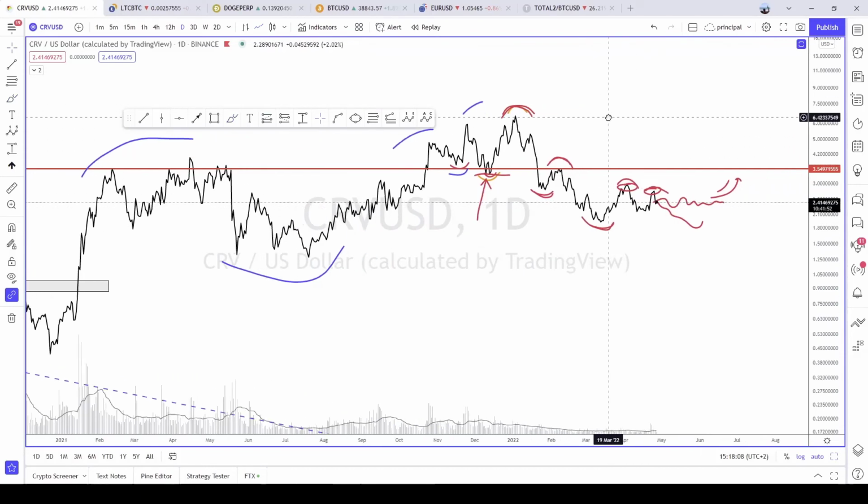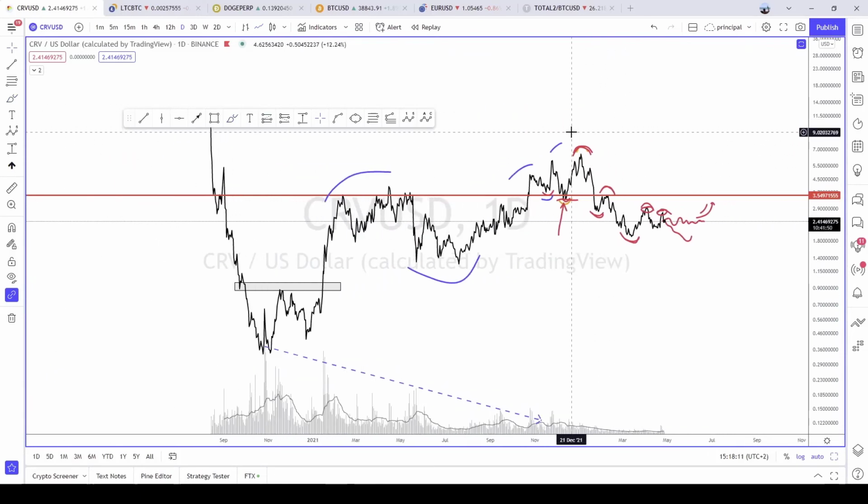So for now, on the CRV, I have no position on this one, and I think it's not the time to take any position on Curve, either a long or a short. I think it's just a moment to wait for a clear trend and better opportunities.